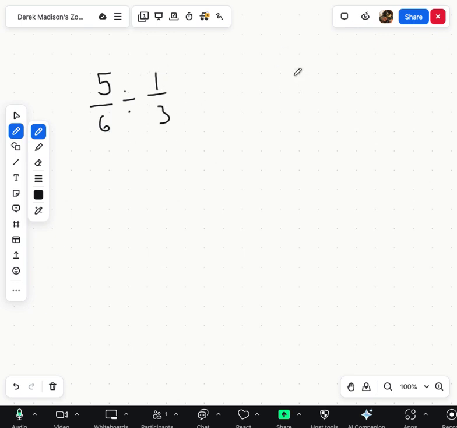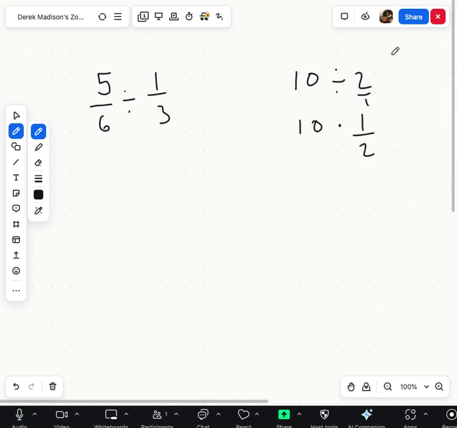Okay, so when dividing fractions, the trick is to take the reciprocal of the second number and then multiply. A way of thinking of that is if you think about 10 divided by 2, for instance, we know that's 5. I can also think of that as 10 times the reciprocal of 2, which would be 1 over 2, because remember there's a little invisible 1 down there. So we're essentially flipping the second fraction and then rewriting it as multiplication.